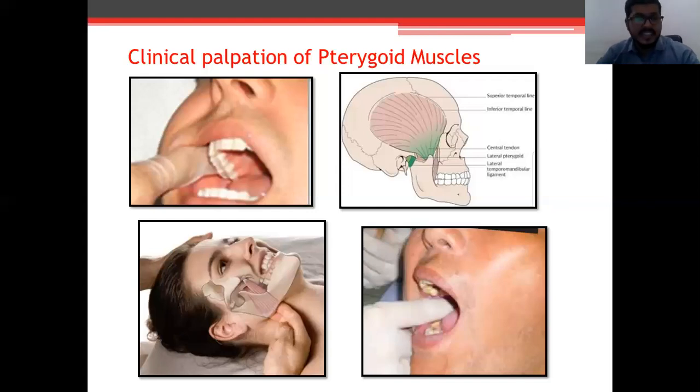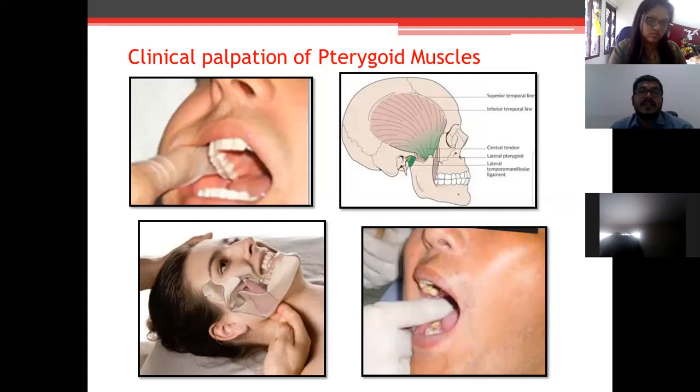And another thing is the lateral pterygoid muscle. Many practitioners believe that the medial pterygoid and lateral pterygoid muscles are not palpable. But there are approaches. You can palpate your medial pterygoid and lateral pterygoid muscles, but you need much more experience, because most of the time you may get confused with palpating your lateral pterygoid muscle.